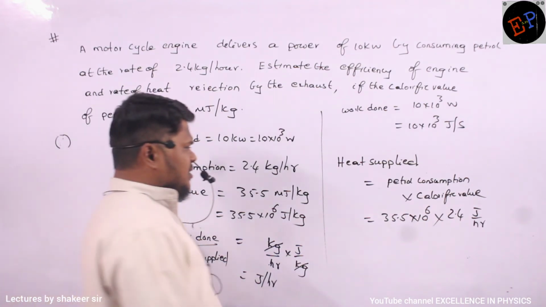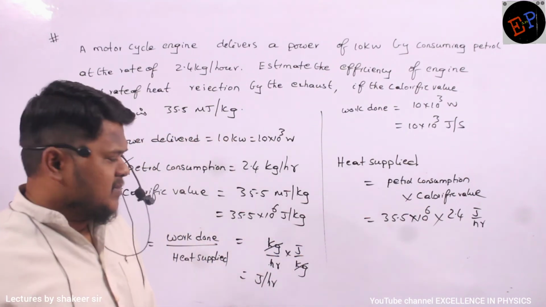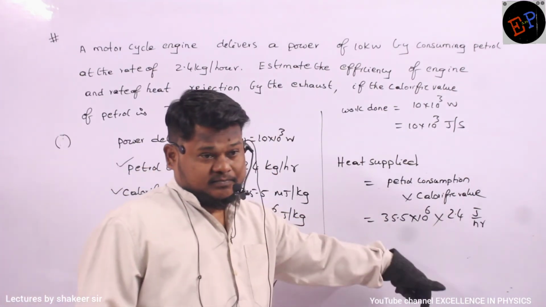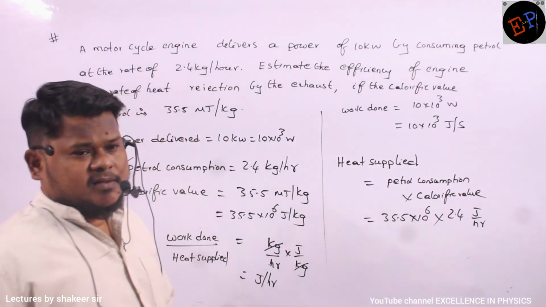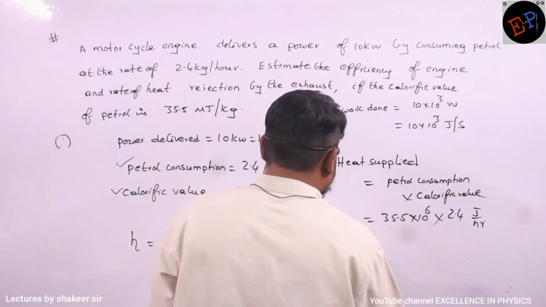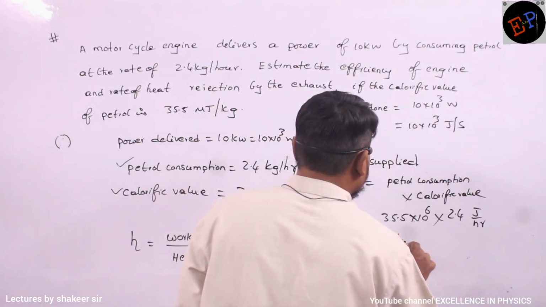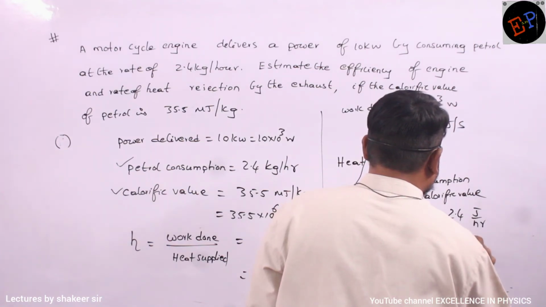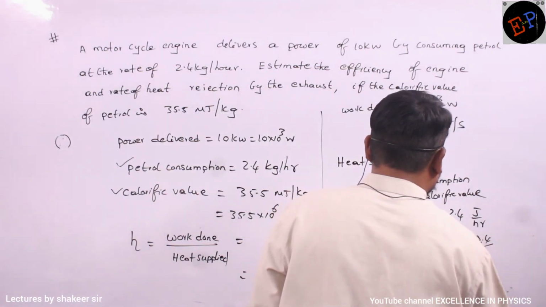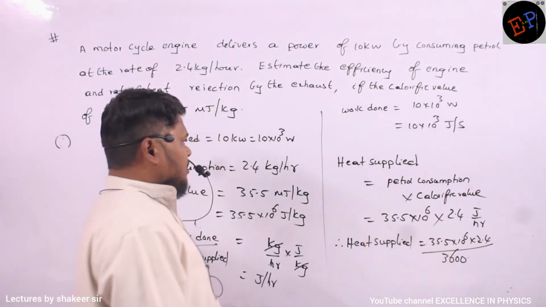Okay, but here what is the unit of work done? Joule per second I have, but here I have joule per hour. So convert this into seconds. 1 hour is equal to how many seconds? 3600 seconds. So therefore heat supplied is how much? Heat supplied is nothing but 35.5 multiplied by 10 power 6 multiplied by 2.4 divided by 3600. Okay, ma? Are you able to understand?